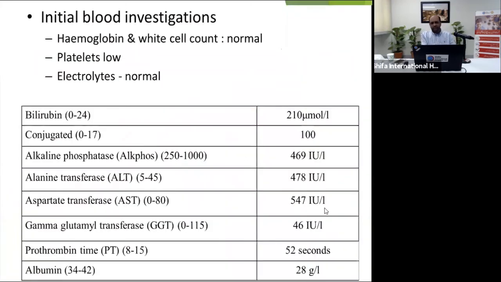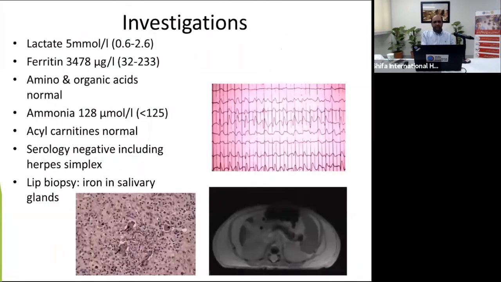In this picture, if you see, again, the baseline platelets are low, and bilirubin is a conjugated hyperbilirubinemia. Enzymes are deranged with gamma GT on the lower side. Plus, there is a prolonged thrombin time. So INR is prolonged. So this baby, further investigation has shown ferritin is high, and serology for HSV is negative. They did the lip biopsy that has shown these iron-laden cells.